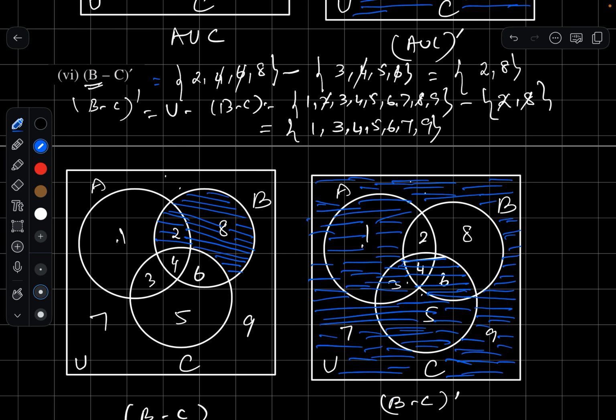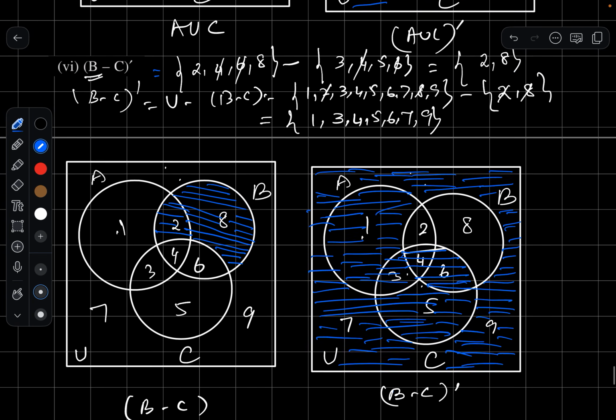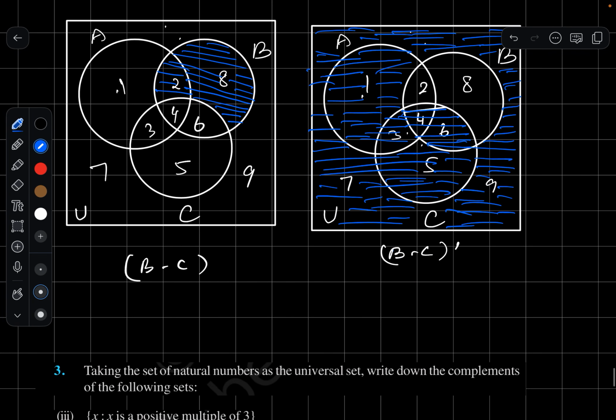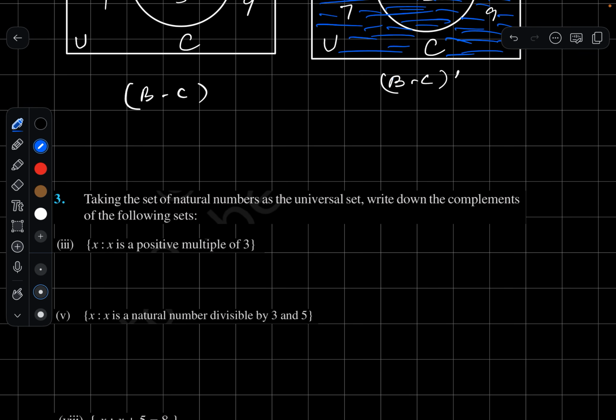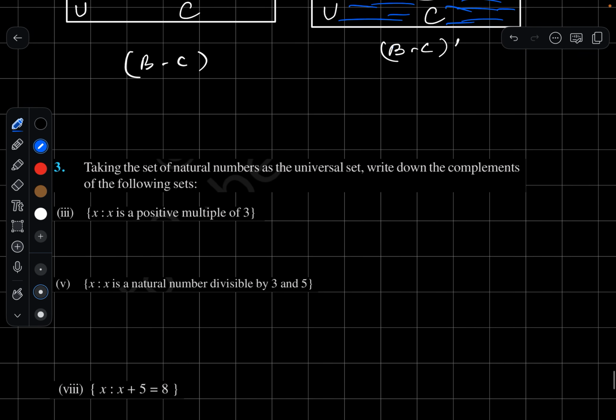Okay, so what I have left out, this part alone I have left out, and I have shaded the remaining, because 1 is there, 3 is there, 4 is there, 5 is there, 6 is there, 7, 9 is there. So this is the B minus C the whole dash. So this Venn diagram will depict it clearly. Now we will go into the next question. Second is going to be a homework, and then we will go to the third part.